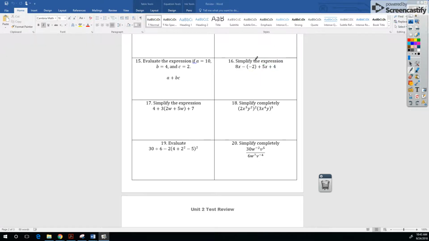Okay, same thing down here. Distributive property. 3 times 2w is 6w. 3 times 5w is 15w. Like terms, they have the same variable. 6w plus 15w is 21w. And 4 plus 7 is 11.